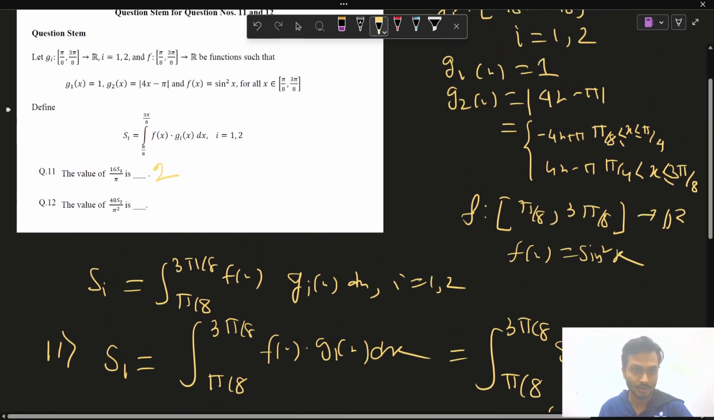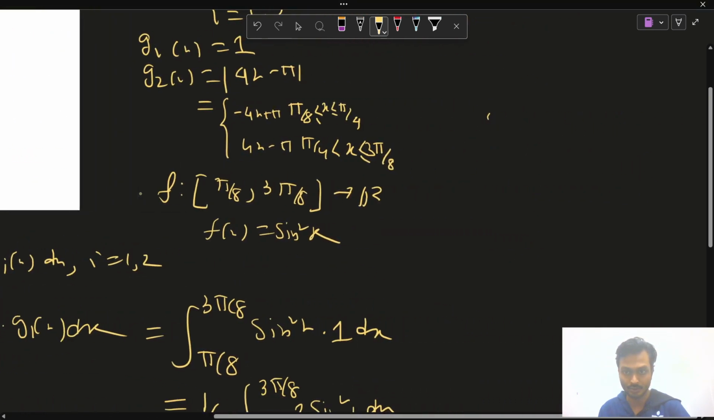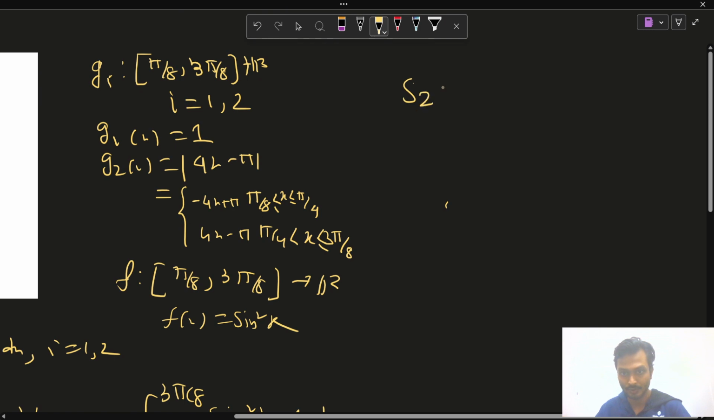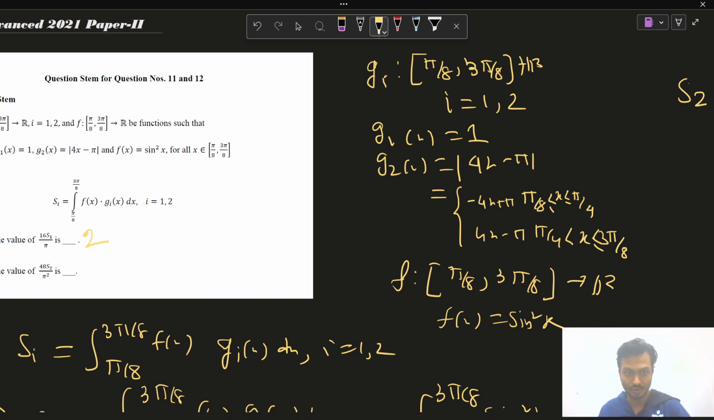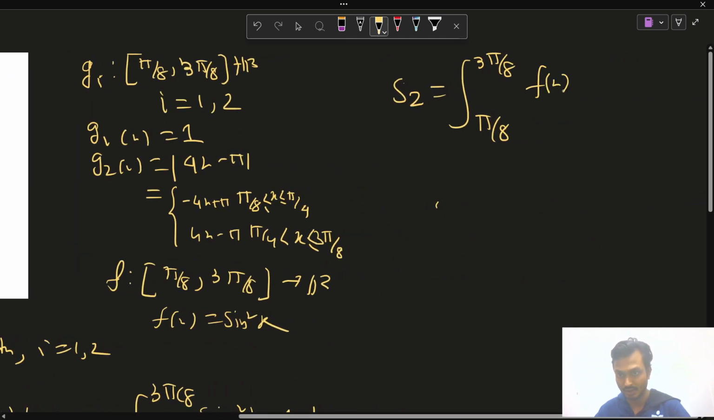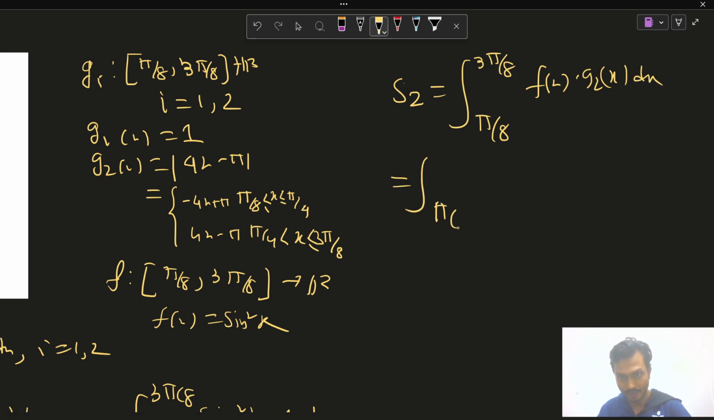For the second question, we need S2. So we have to find S2. S2 is the integral from pi by 8 to 3 pi by 8 of f(x) into g2(x) dx. So this equals the integral from pi by 8 to 3 pi by 8 of f(x), meaning sine square x, into g2(x), meaning here mod of 4x minus pi, dx.